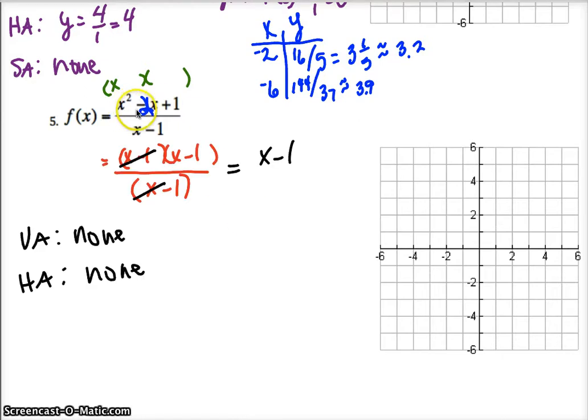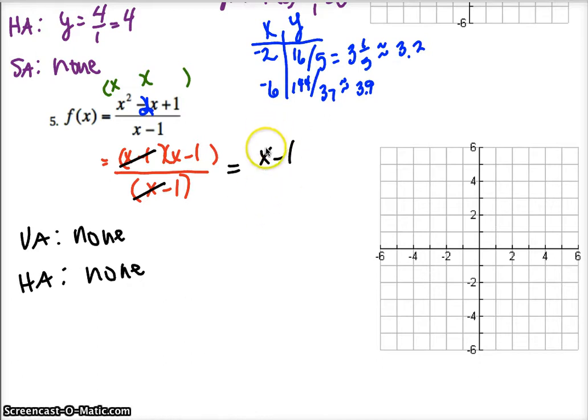When we take x squared minus 2x plus 1 and factor, it factors into x minus 1 times x minus 1. Well, one of these factors in the numerator should also cancel with the factor in the denominator. That leaves us with the remaining factor of x minus 1. So there is no vertical asymptote because there's no factor in the denominator, and there is no horizontal asymptote because the degree of the denominator is 0. There's no factor in the denominator, so the degree is 0.